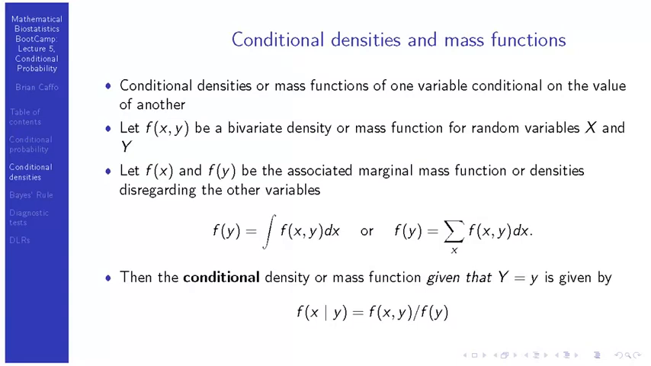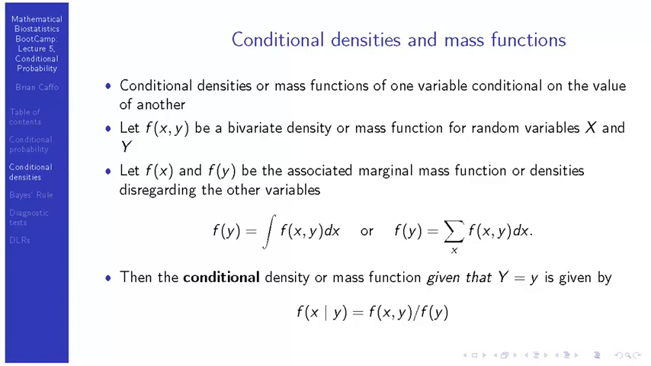So conditional densities or mass functions are exactly densities and mass functions that govern the behavior of a random variable conditioned on the value another random variable took. Just to tie this down a little bit, let f(x, y) be a bivariate density or mass function, and it governs the probabilistic behavior of the random variables capital X and capital Y.